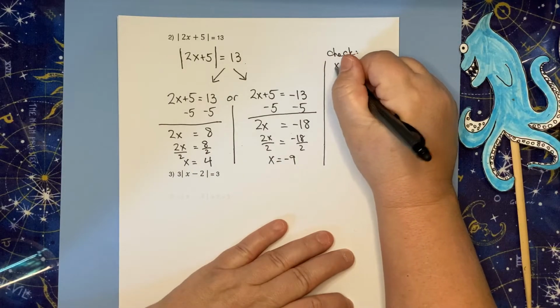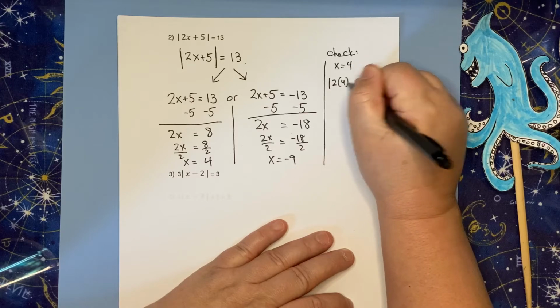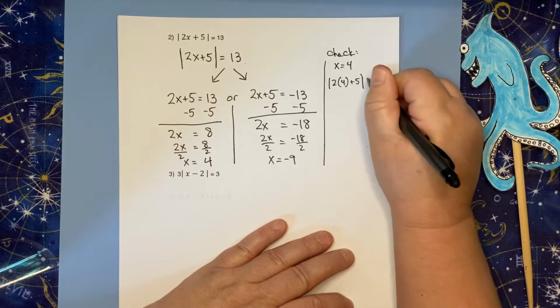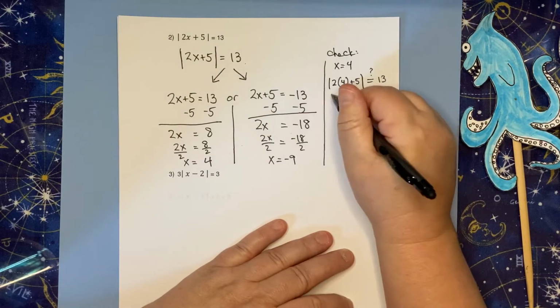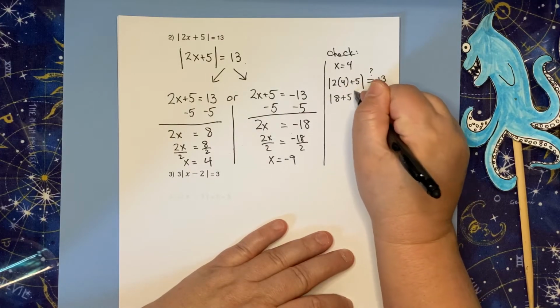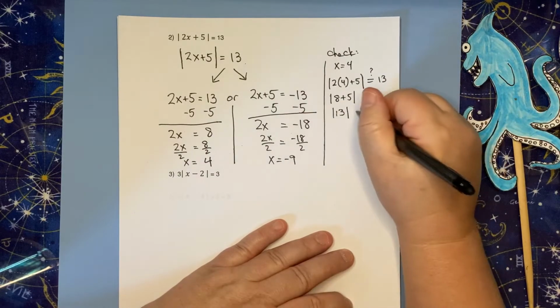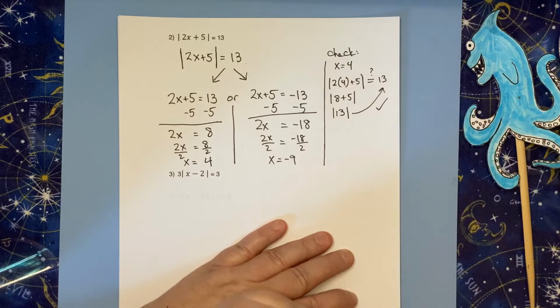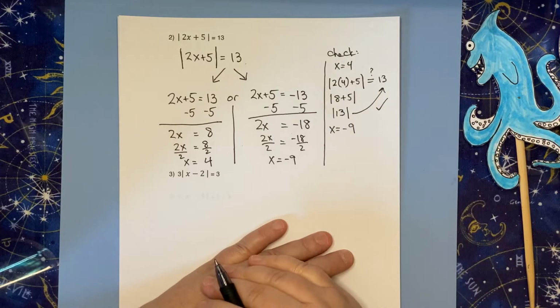So I'm going to check x equals 4. So I've got 2 times 4 plus 5, absolute value. Does that equal 13? Let's take a look. 2 times 4 is 8, plus 5 is the absolute value of 13. Is the absolute value of 13 equal to 13? You know it is. Now let's try x equals negative 9.